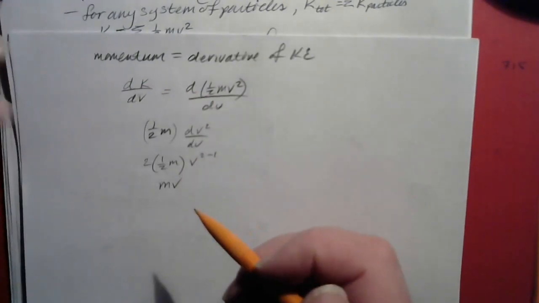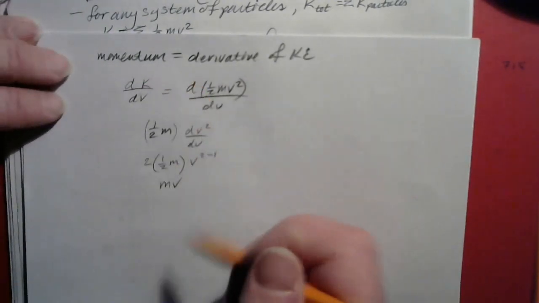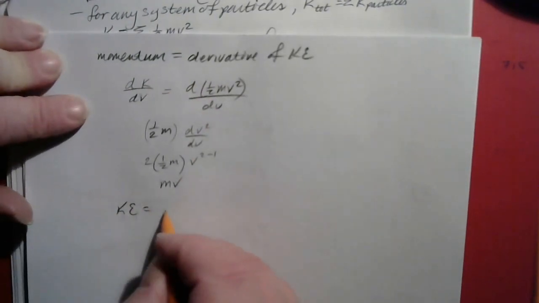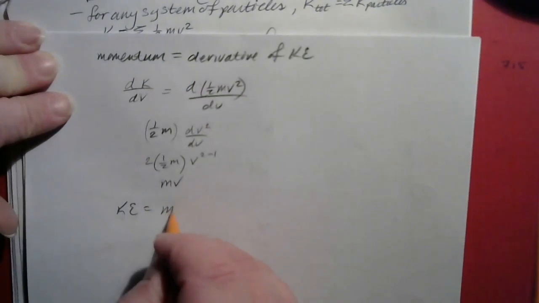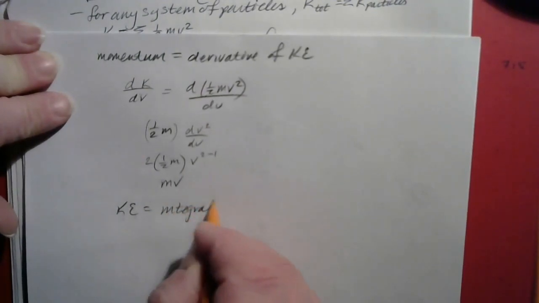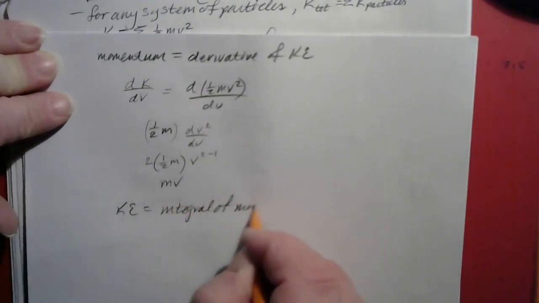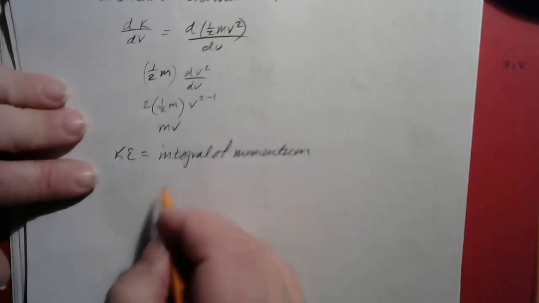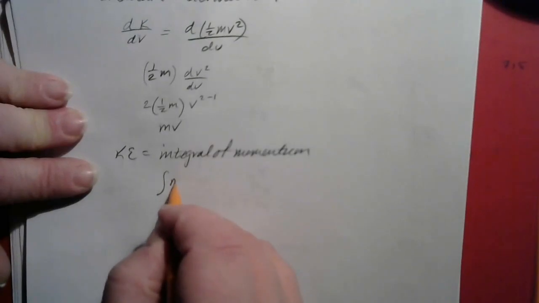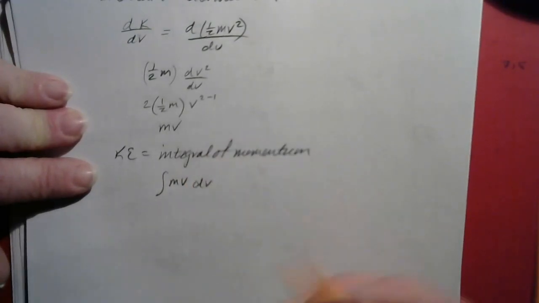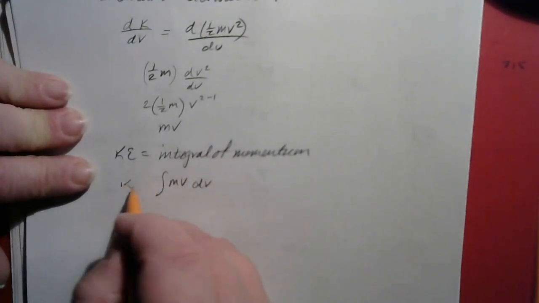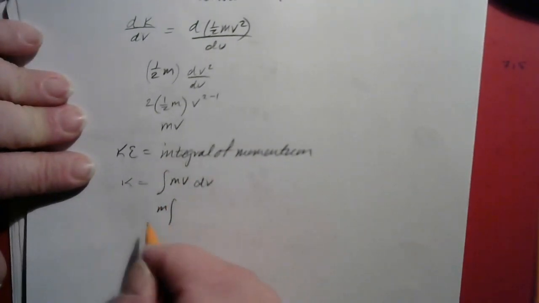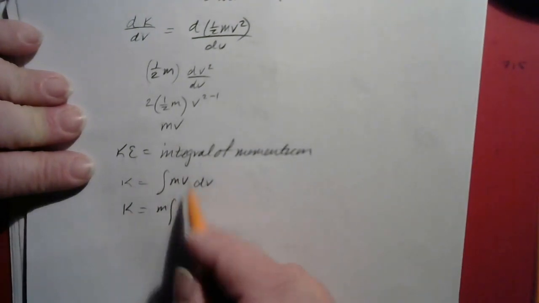Or that's also the same thing as saying that kinetic energy is the integral of momentum, which you can show like so. Integral of mv dv. And the mass for our purposes is a constant, so we can take it outside the integral.